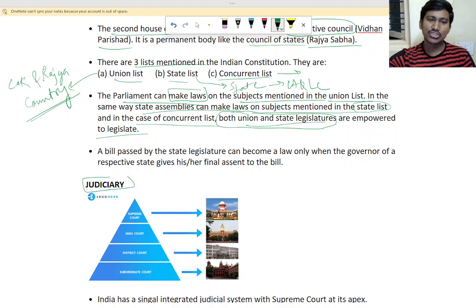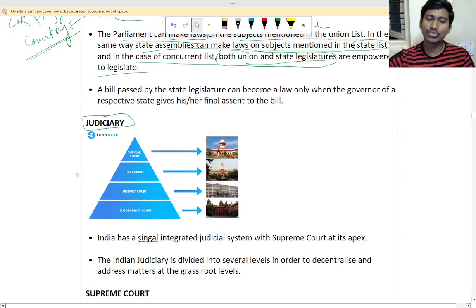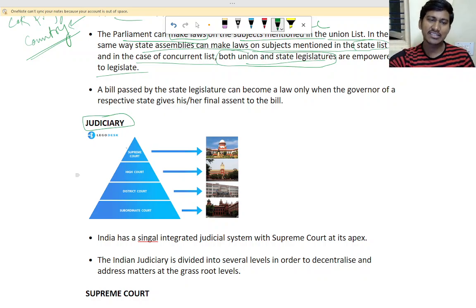Next is the judiciary. We have seen judiciary, right? The third pillar, isn't it? So the judiciary rank order is how? First is the Supreme Court, the highest. Below that is the High Court, which will be there for every state.